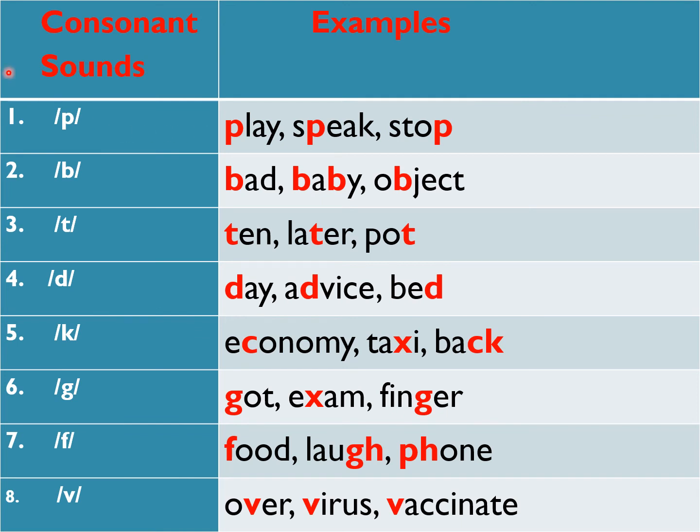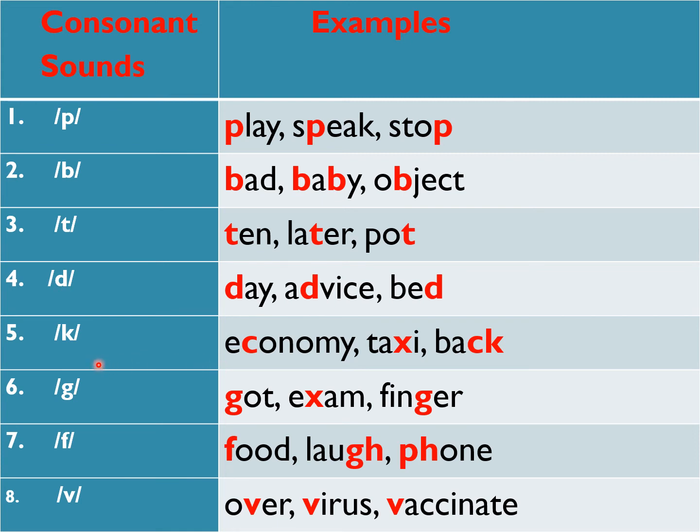The symbol P: play, speak, stop. This is how the sound is represented phonetically, so we put the symbol between slashes. B: bad, baby, object. No problem. T: ten, later, spot or pot. No problem. Day, advice, bed, so the symbol is D.